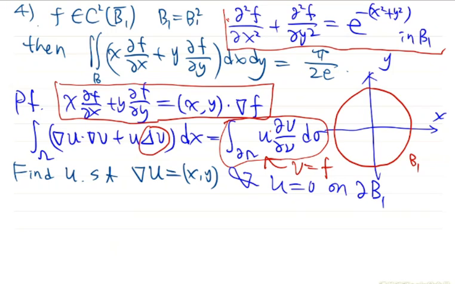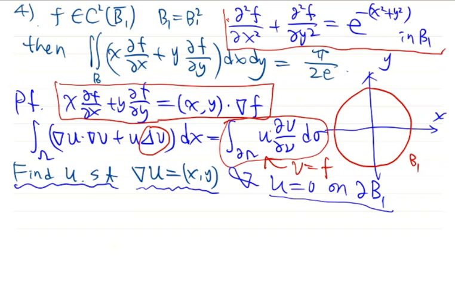If you can find a function u having these two properties, the first property is that its gradient is just (x, y), and it is 0 on the unit sphere, on the unit circle, because we have a two-dimensional problem. Okay, if you have such a u, then we can apply the first Green identity. Is there such a u? Yes. The answer is yes.